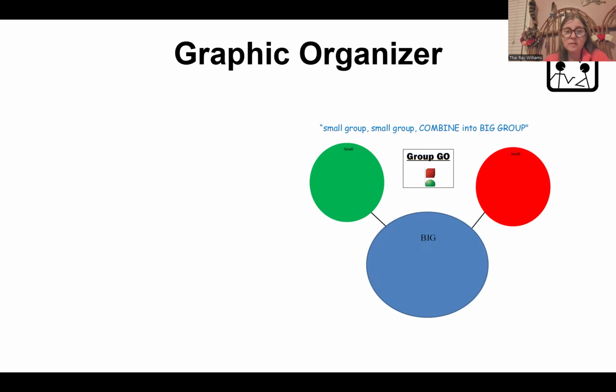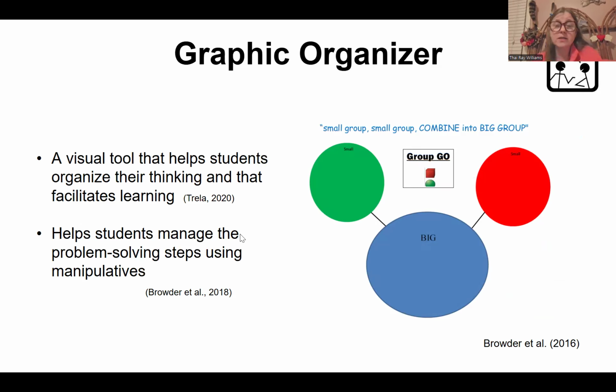All right, so let's talk about a graphic organizer. Really, all it is, is a visual tool that is going to help students organize their thinking and it is going to facilitate their learning. And when we are talking about word problems specifically, they help students to manage the steps using manipulatives in this case. Now, there are other ways you'll see later on that you can use it, but we would use this initially for manipulatives. And so you can see that it would help students organize their thinking if we were using the word problem that we talked about before.